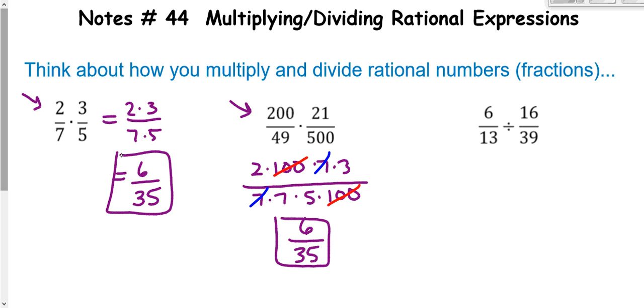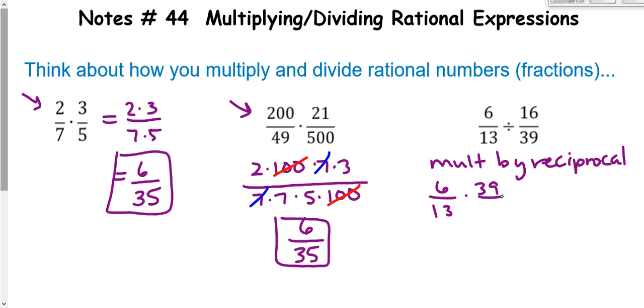Remember that dividing by a fraction is equivalent to multiplying by the reciprocal. And when we say the reciprocal, we're talking about the reciprocal of the one that's after the division sign. So we change the problem to 6/13 times 39/16. And then from there, it's just a multiplication problem.